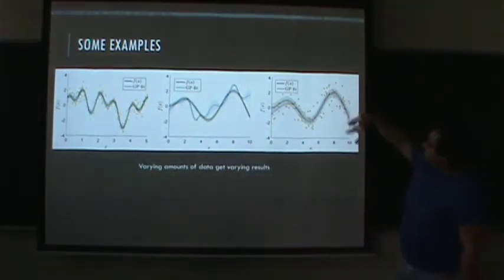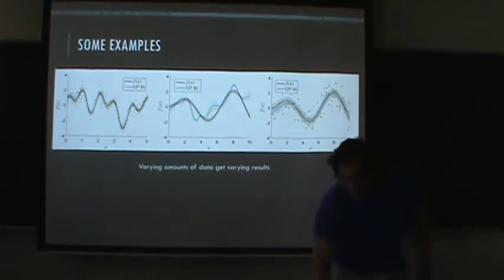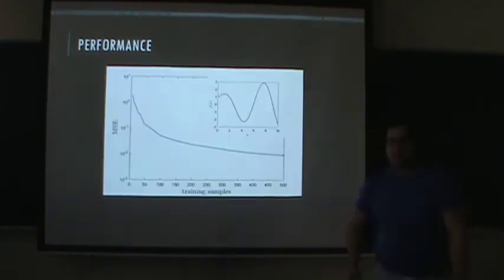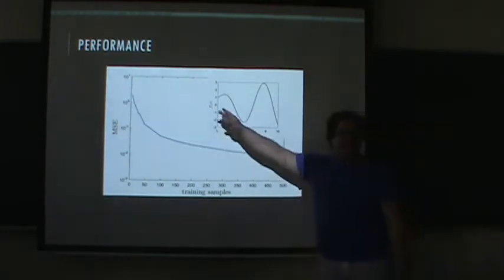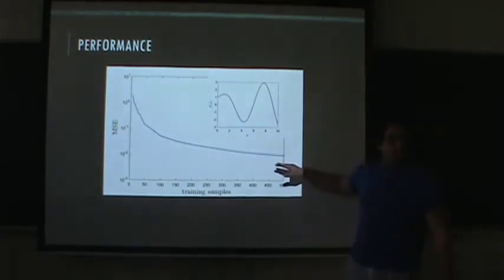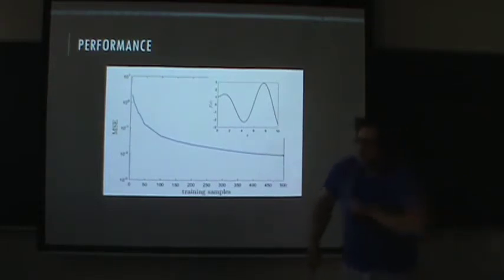Then another example of the same thing. This is what you can expect from your mean squared error as you have more data. This is the kind of behavior that makes sense. It looks kind of like one over the square root of n, hopefully.